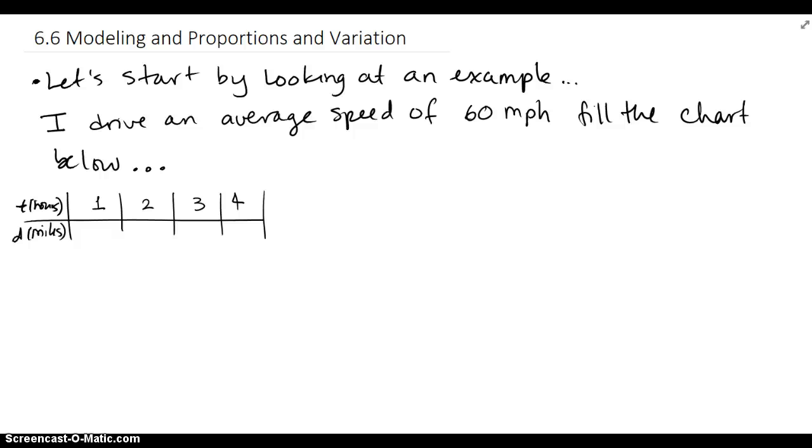Section 6.6 is proportions and variation. So let's start looking at an example. I drive at an average speed of 60 miles per hour. Let's fill in the chart below based on the different hours I've given you.